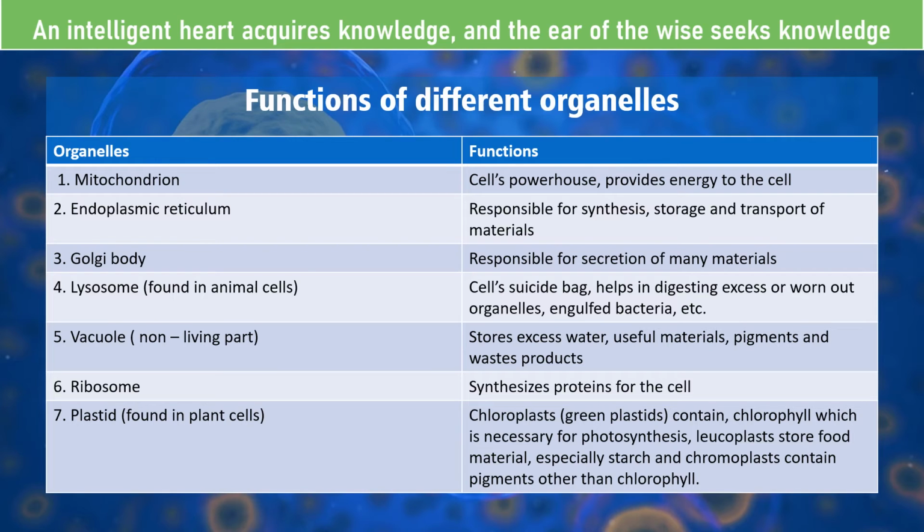So what is the function? Chloroplast, that is from green plastids, contain chlorophyll which is necessary for photosynthesis. Then leucoplast store food materials, especially your starch. And then the third thing, chromoplast, it contains pigments other than chlorophyll. So chloroplast contains chlorophyll, that is necessary for photosynthesis. Then leucoplast, it stores your food materials, and in food material also your starch. And then chromoplast, that contains other pigments which are other than chlorophyll.